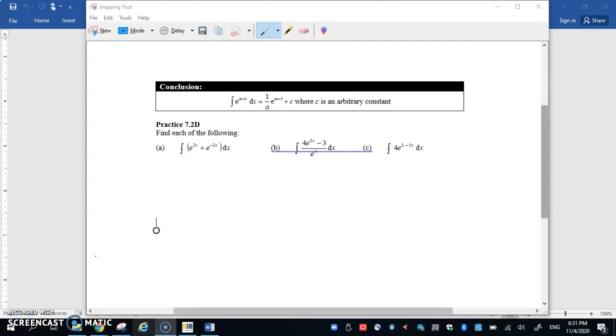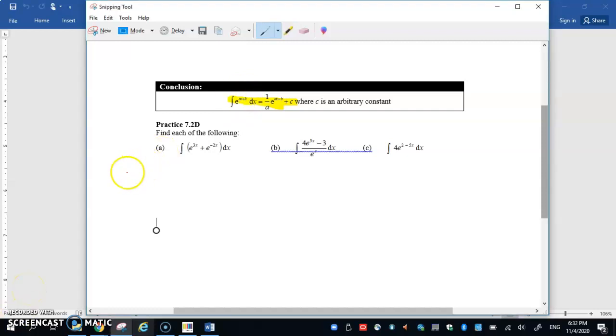Alright gentlemen, now turn with me to chapter 7 and page 11. Today we're going to integrate exponential functions. As you can see, because of the effects of chain rule, we need to divide by a in order to remove the effects of chain rule and arrive at this expression here.